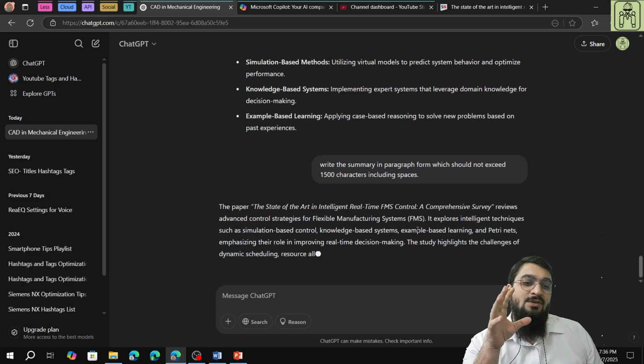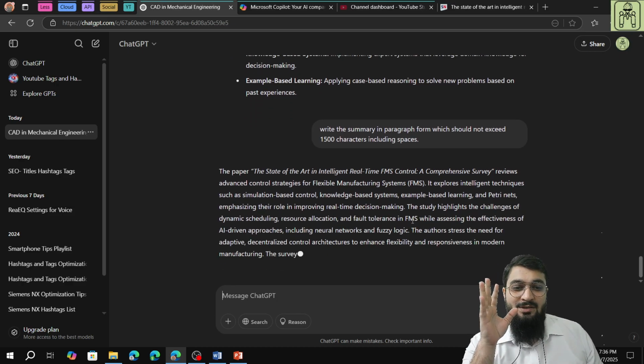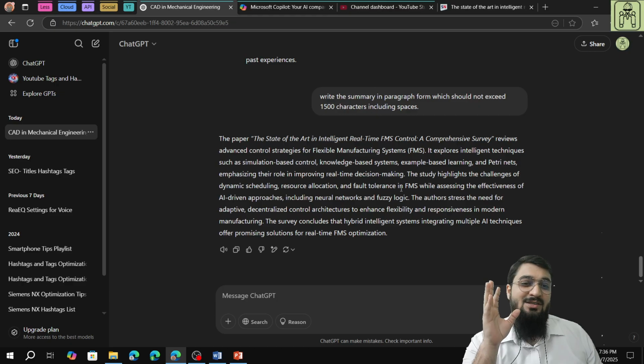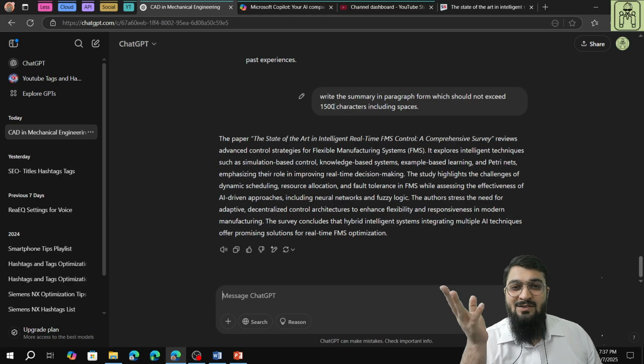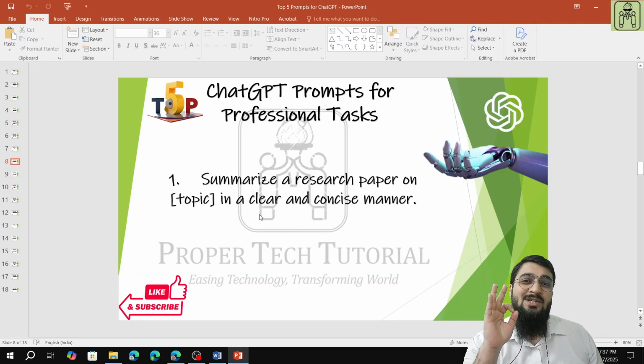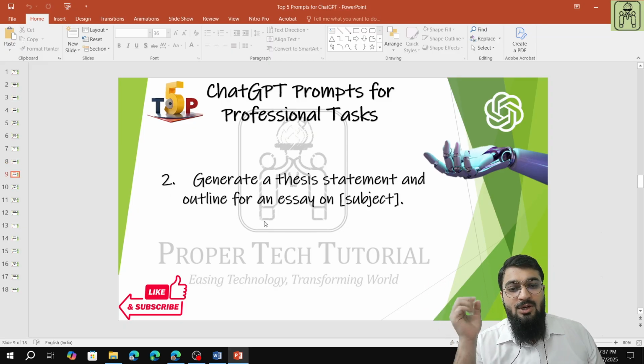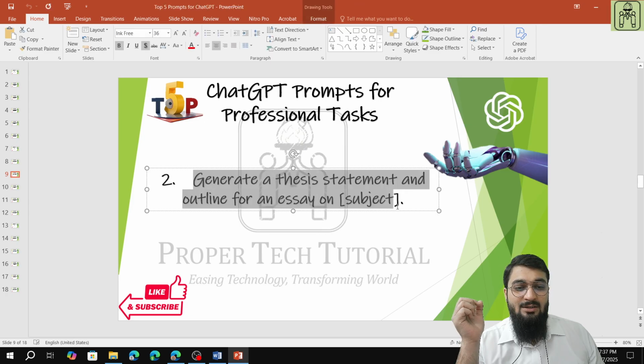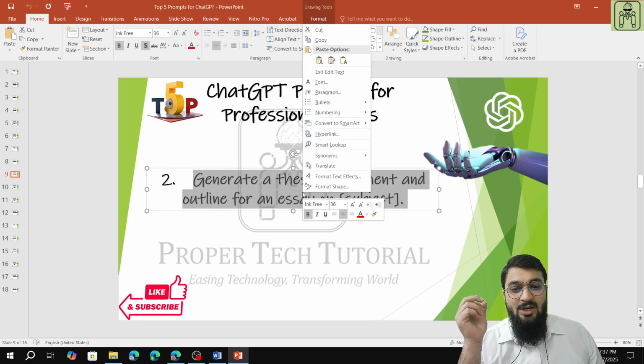Okay, so now it is giving us a paragraph form and it does not exceed 1500 characters, and that is quite good. We can increase or decrease the character limit depending upon our requirement. So you can use ChatGPT for summarizing a PDF or a document in a fashion which you like: 500 characters, 1500, 3000 characters or words, etc.